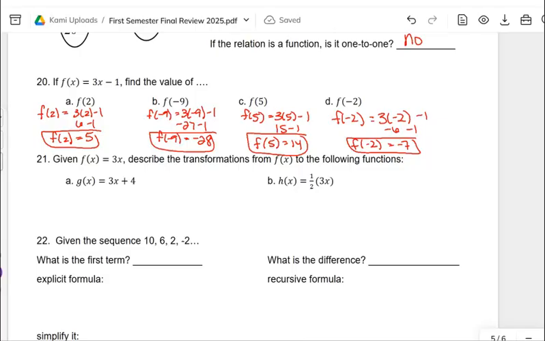21 says, given f of x equals 3x, describe the transformations from f of x to the following functions. So g of x equals 3x plus 4. So all that is up 4. H of x equals 1/2 times 3x. So it's a compression of 1/2 because that is between 0 and 1.